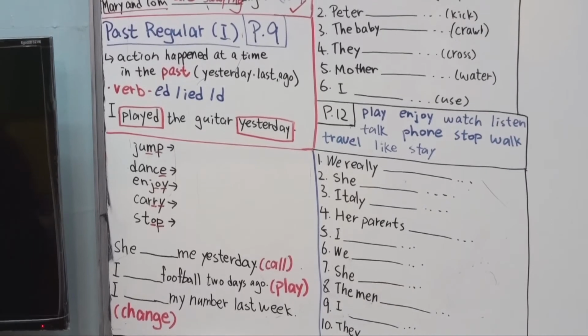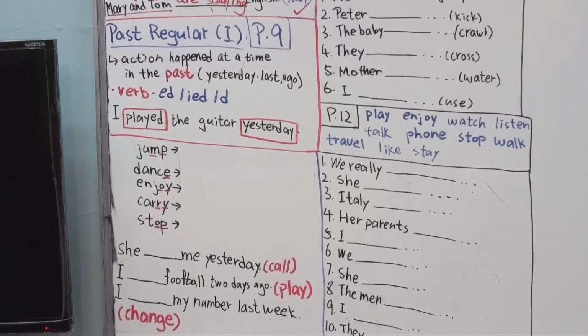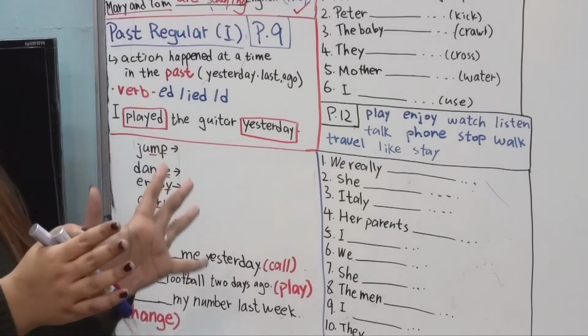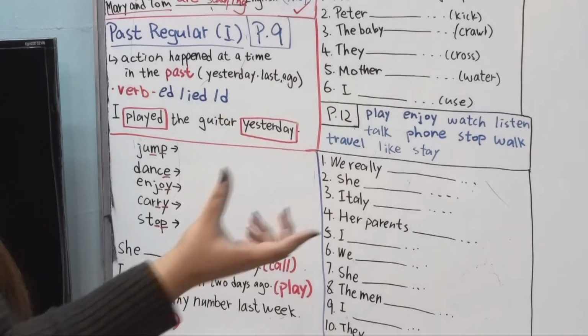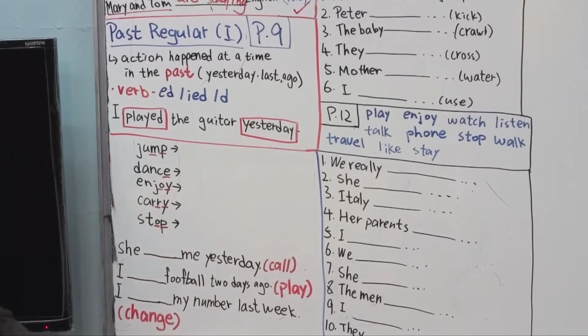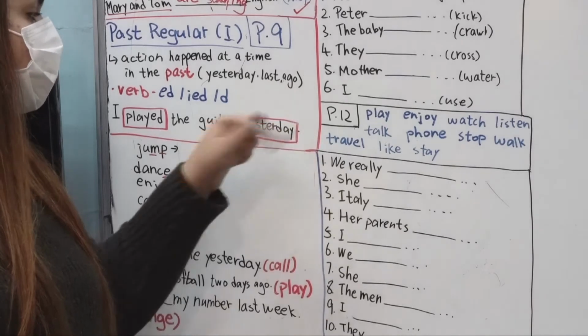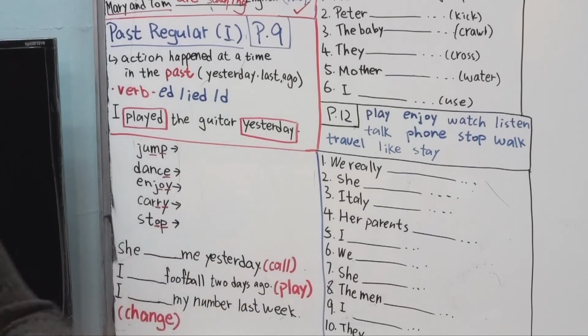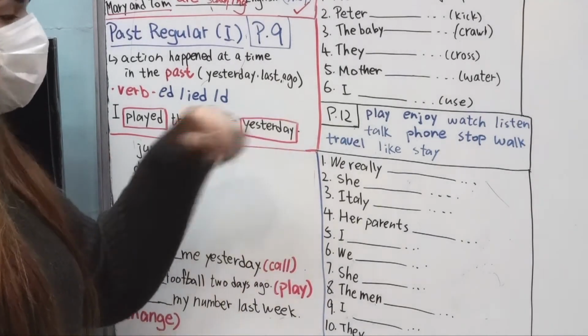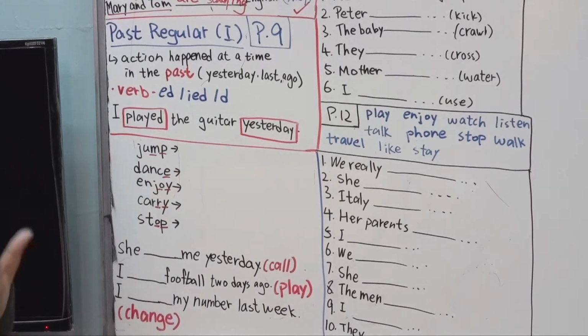All right, so we have watched lots of video. Let's move on to some of the exercises. All right, your book, page 9. So we use past regular when an action happened at a time in the past. It can be yesterday, last week, last month, last Monday, last Tuesday, last Friday, etc. And ago, long time ago, 2 weeks ago, 5 weeks ago, 3 months ago, right? So these are the expressions that tell us we have to use past tense, all right?